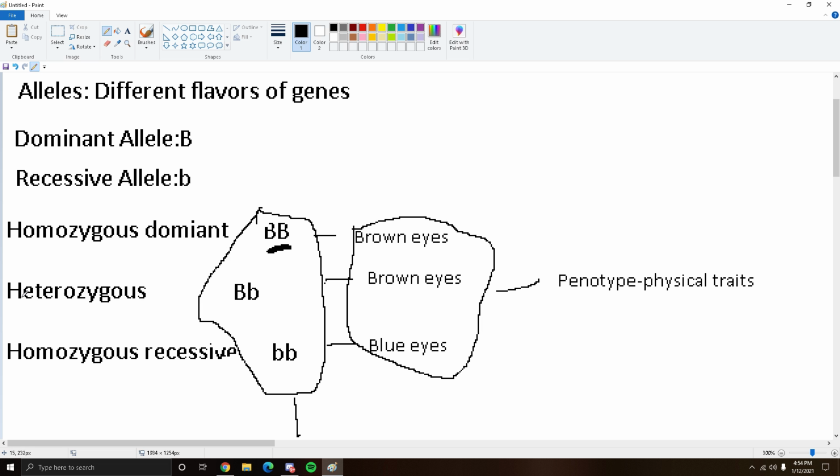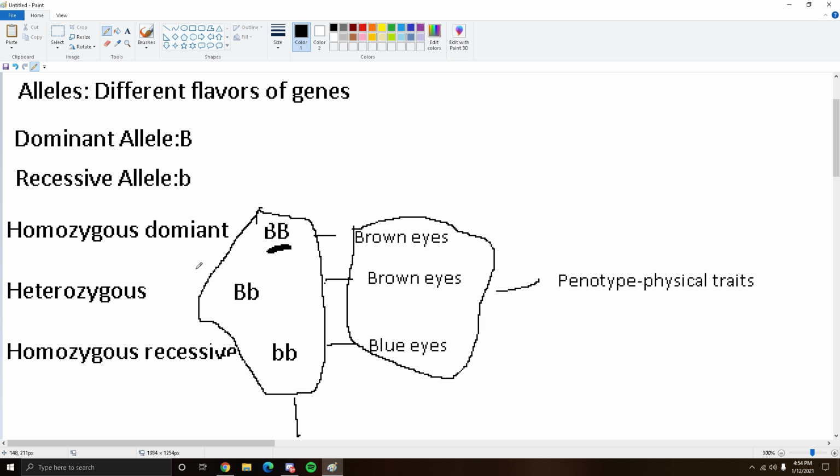And then heterozygous is the other. Hetero means two different things, right? This is different, and this is also different. Also, homozygous recessive means they're both lowercase. That means guaranteed blue eyes.